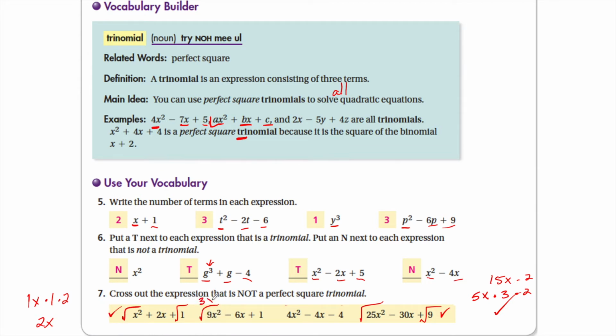The 3x and the 1 multiplied together times 2 will give you a 6, and therefore it works. So the only one that will not work ends up being the third choice, because this is going to be 2x times 2 times 2, which is 8, and in this case it is a negative 4. So we can actually cross out the third portion.